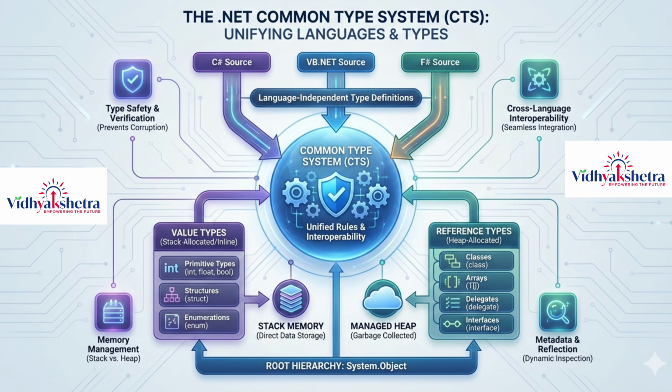Generic types are another important feature governed by CTS. Generics allow developers to define type-safe data structures without sacrificing performance. CTS ensures that generic types behave consistently across languages and are enforced at runtime. This eliminates many runtime casting errors and improves code maintainability.